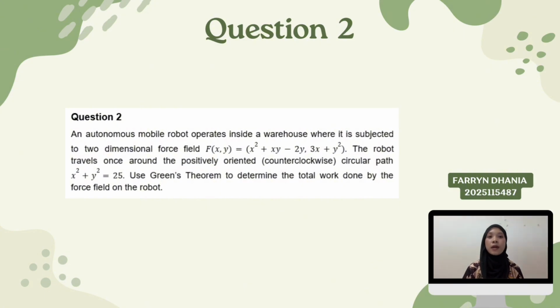F(x, y) equals x squared plus xy minus 2y and 3x plus y squared. The robot travels once around the positively oriented, or counterclockwise, circular path x squared plus y squared equals 25. Use Green's theorem to determine the total work done by the force field on the robot.